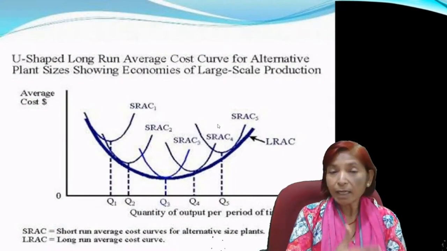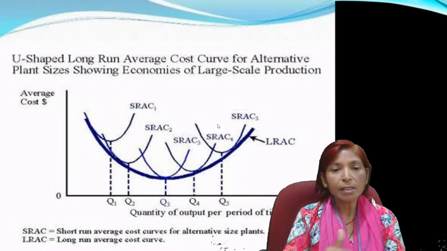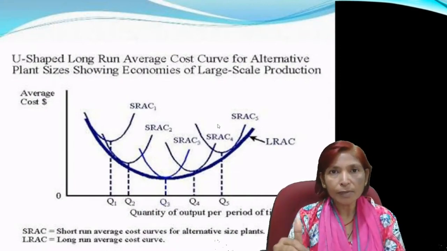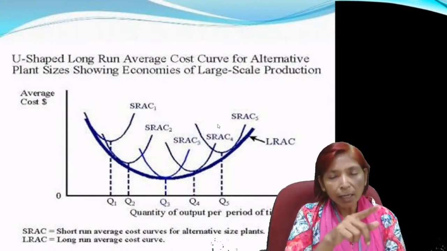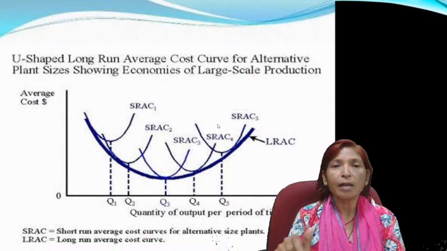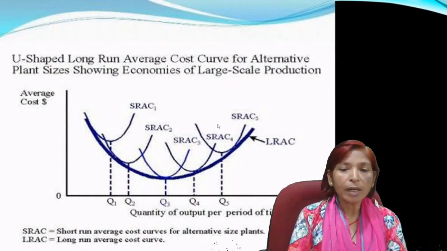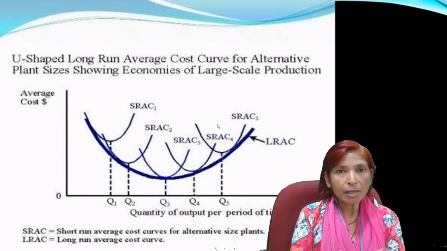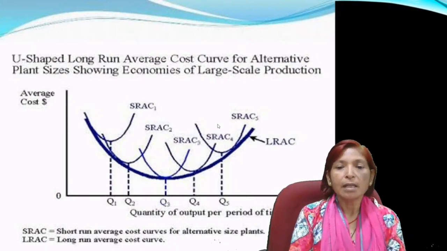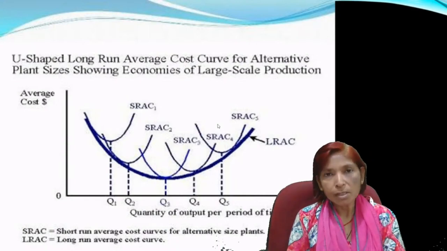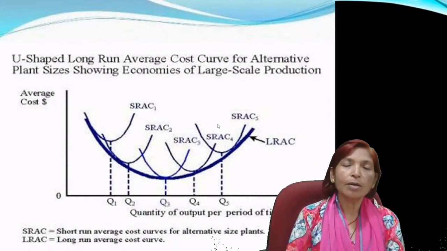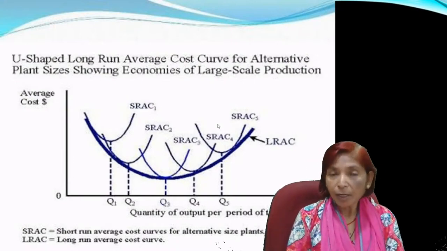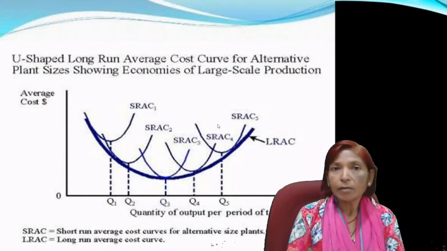It is called the envelope curve because it touches all these short run cost curves at their lowest points, and then we can derive this long run average cost curve. So the long run average cost curve is like an envelope that covers all things, the same as LRAC. The long run average cost curve covers all the short run cost curves. That's why it is known as the envelope curve and planning curve.